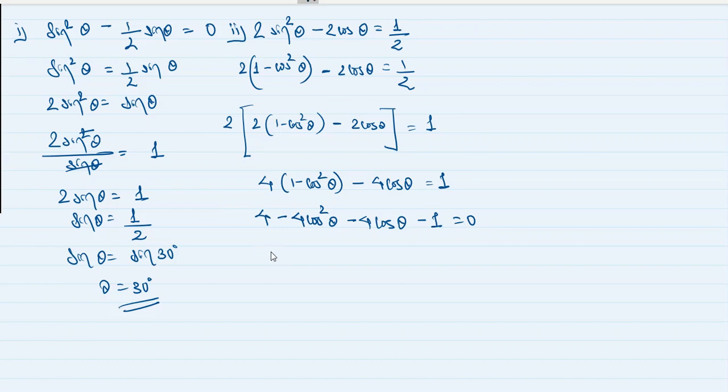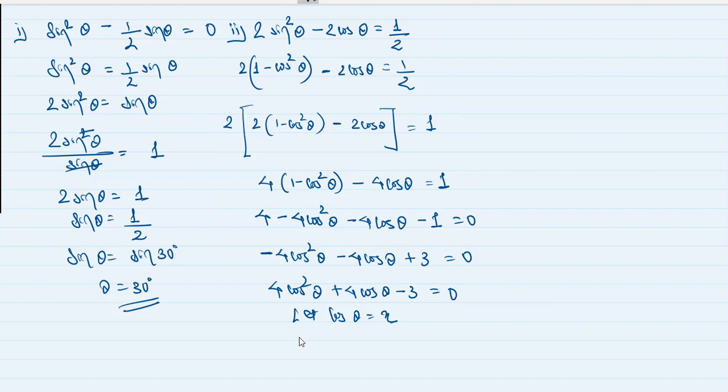So this will be minus 4 cos square theta minus 4 cos theta plus 3 is equal to 0. Now if we change the signs, we get 4 cos square theta plus 4 cos theta minus 3 is equal to 0. Now let's try splitting the middle term over here. So let cos theta is equal to x. So we have 4x square plus 4x minus 3 is equal to 0.